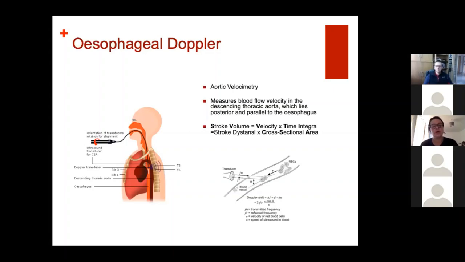How it looks is, preferably on an anesthetized patient, but it's been described that you can use it on awake patients as well. You put the probe, which looks like an esophageal temperature probe, and it's supposed to sit at the level of T6, more or less fourth rib. And you position it so that the probe is facing the aorta. Using the Doppler equation, which is below, the velocity of the blood is calculated, and we calculate the stroke volume by the velocity time integral, which is stroke distance, and the cross-section area of the aorta.